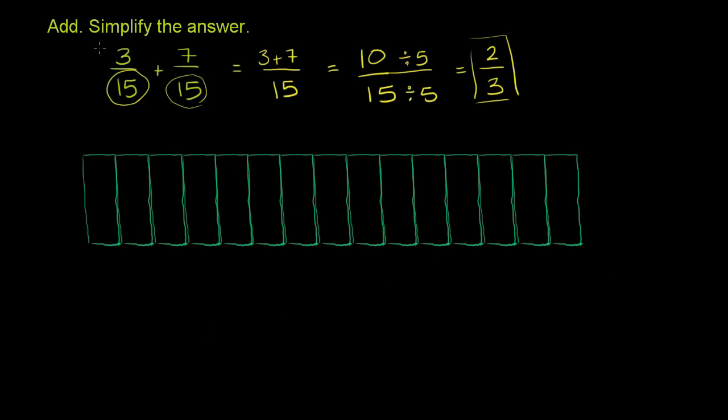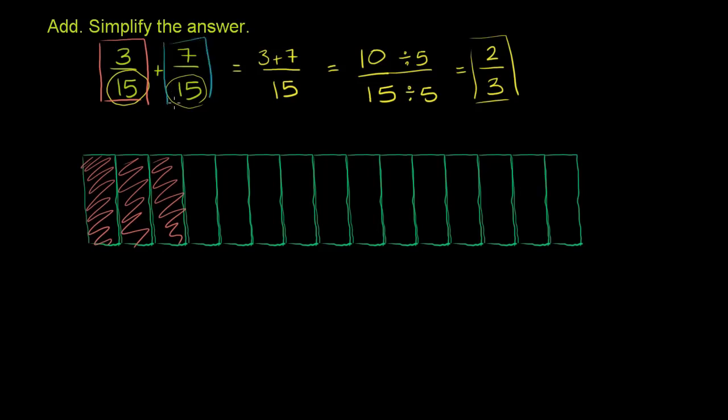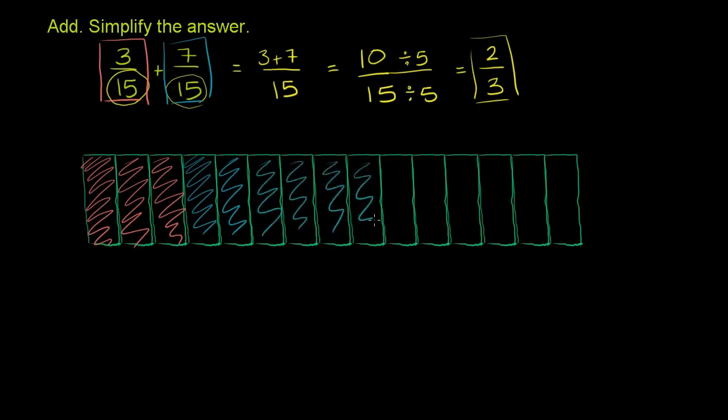Now, what is 3/15? Well, it's going to be 3 of the 15 sections. So 3/15 is going to be 1, 2, 3. Now to that, we're adding 7 of the 1/15 sections. So that's 1, 2, 3, 4, 5, 6, 7. And you see now, if you take the orange and the blue, you get 1, 2, 3, 4, 5, 6, 7, 8, 9, 10 of the sections, or 10 of the 15 sections.